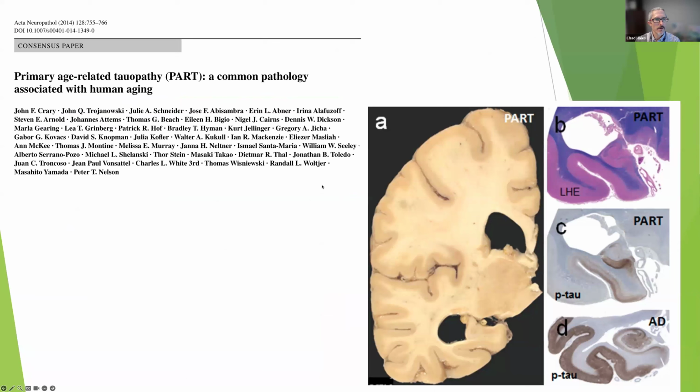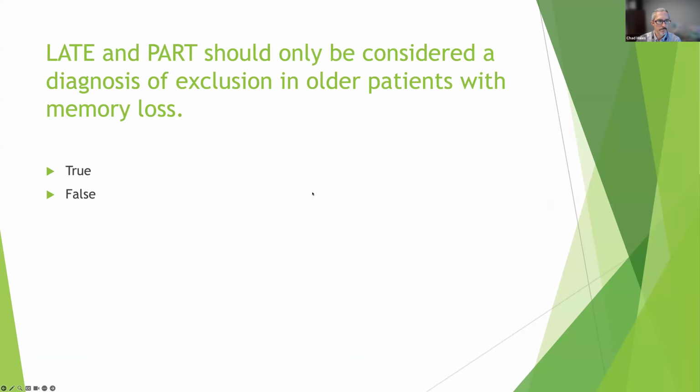A similar entity is called PART, primary age-related tauopathy. If you look at case series for this neuropathological entity, if you live long enough, you will have some of these tau changes in the middle part of your temporal lobe. The difference is that it typically stays isolated to the middle part of the temporal lobes. And we really only identify this in people who are older, who have some changes in the hippocampus and who die. You basically see that they don't have amyloid, but they do have some tau changes. LATE may be the more common, but it's hard to know on the PART side.